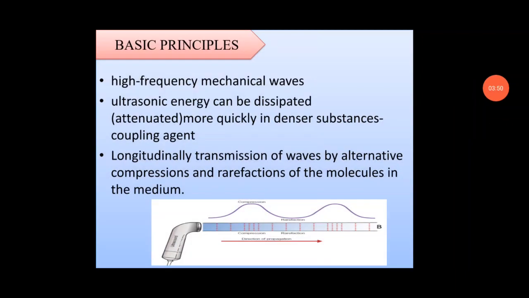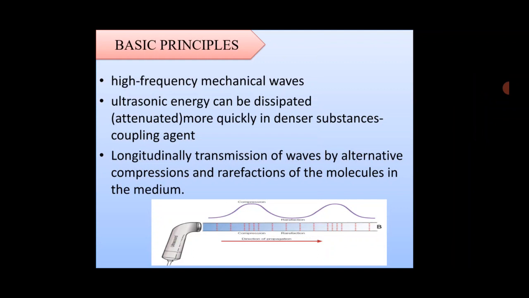So coming to the basic principles of ultrasound. It has similar properties to sound. It has high frequency mechanical waves. So you should know about attenuation, also called absorption. When the ultrasound travels through a material, it gradually decreases in intensity as a result of attenuation. It attenuates more quickly in denser substances. Air has less density, so we use a coupling medium to enhance the absorption in the skin.